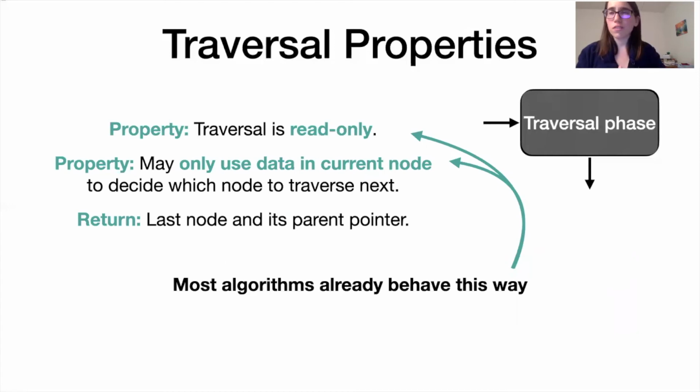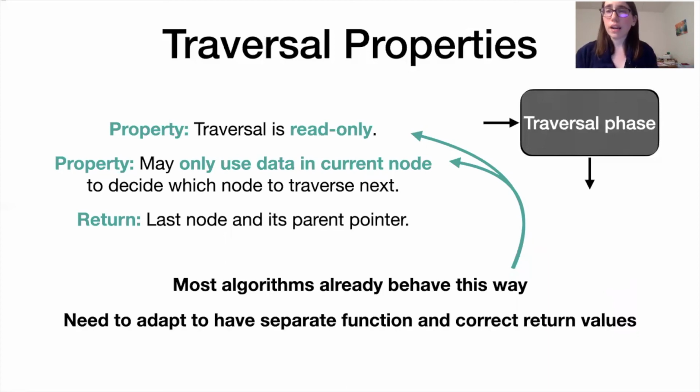In particular, the traversal is almost always read-only. And if you think of any traversal that you know, the decisions of which pointer to follow next are made locally based on the node's value. So most data structures already satisfy this. The one thing that isn't already satisfied by algorithms in the literature is that the traversal phase isn't nicely separated from the critical phase. Usually they're just put in the same function, and we want them separated out into separate functions. But this is usually a very easy modification to do.